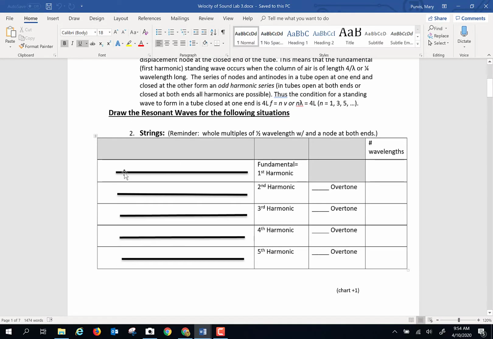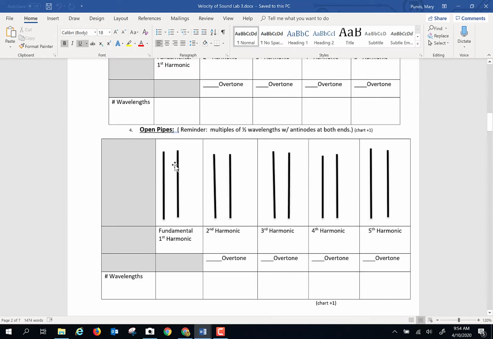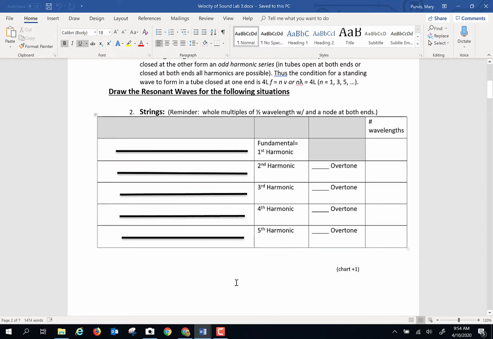I'm asking you to sketch out the resonant wavelengths on strings, open and closed pipes. Now, these are all discussed in the notes, so please consult the lecture videos to know how to do these. Look at the reminders for strings, the resonant wavelengths for the fundamental, first, second, third, and fourth overtone. Remember, for strings, they go up in whole multiples of a half wavelength with a node at both ends.